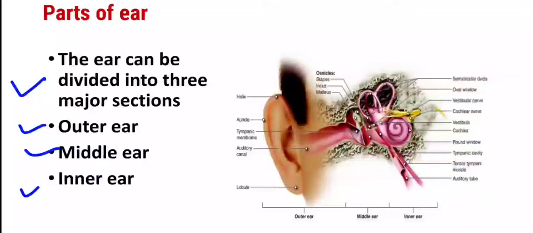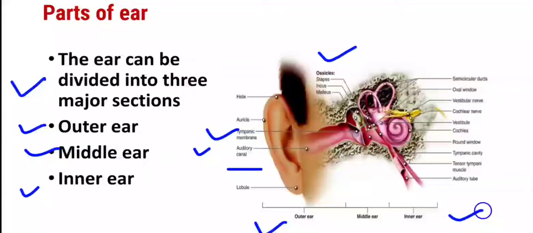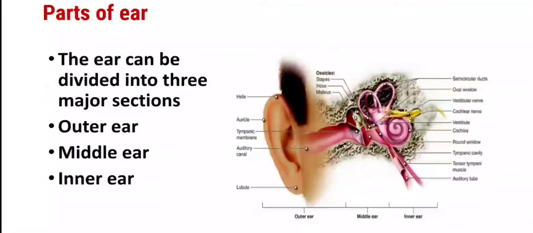Outer ear has the structure known as pinna. Then there is auditory canal, then eardrum or the tympanic membrane. In the middle ear, there are three ear ossicles: stapes, incus and malleus. Next, in the inner ear, there are semicircular ducts, vestibular apparatus and cochlear apparatus. We will study about these three parts in detail in next slides.